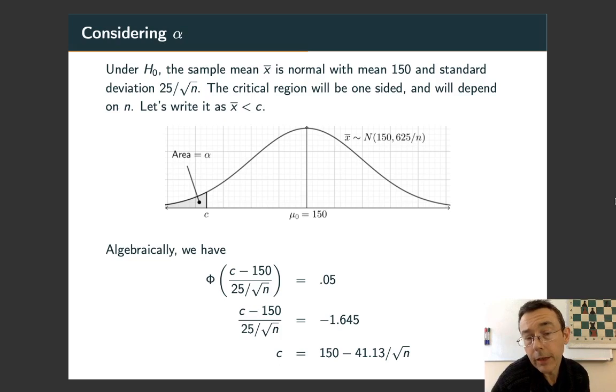The inverse CDF of 0.05 is going to be negative 1.645 for the standard normal distribution. And then I solved it for c, and I got an equation in terms of n. So we have two variables, or two constants, we need to solve for, so we're going to need another equation. Fortunately, we haven't considered beta yet, so let's do that.